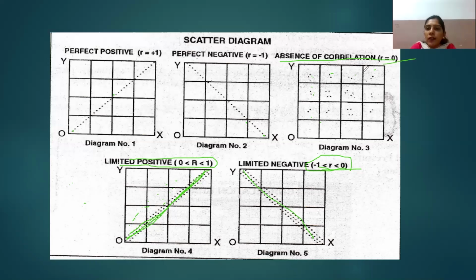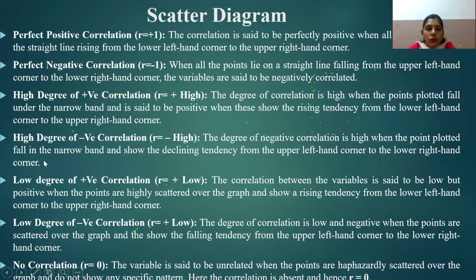In this case, the value of R is 0, and the dots we plot on a graph are not in any specific pattern. So that is said to be absence of correlation. You can say zero correlation or no correlation among the variables. Okay, so this is the scatter diagram.